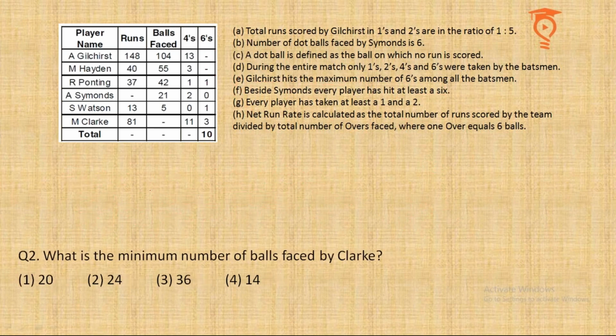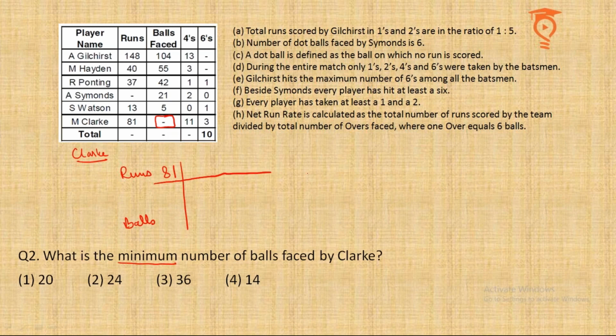Second question: what is the minimum number of balls faced by Clark? So this is a question of minimization. Clark is the only person whose number of balls was not mentioned. Let us figure out. We want him to face minimum balls. Clark makes 81 runs and balls we do not know. Let us figure out.